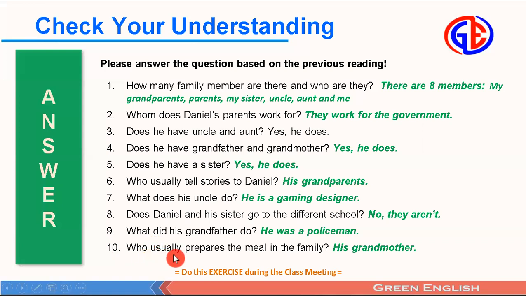Number 10, who usually prepares the meal? Okay, so the person who usually prepares the meals in Daniel's family is his grandma. Okay, so you may check how many questions you got correct. If you get 10, that's excellent.